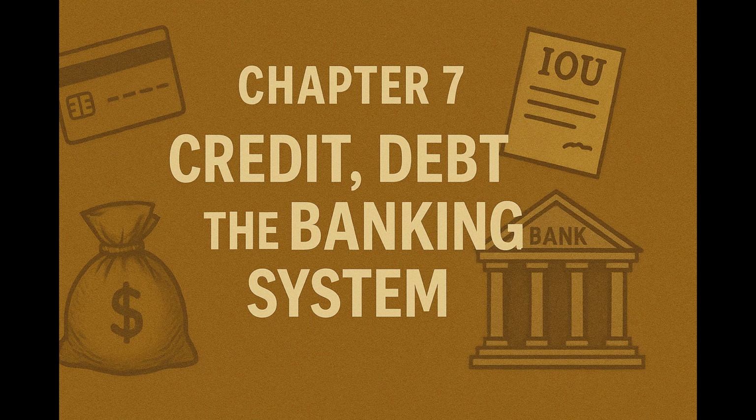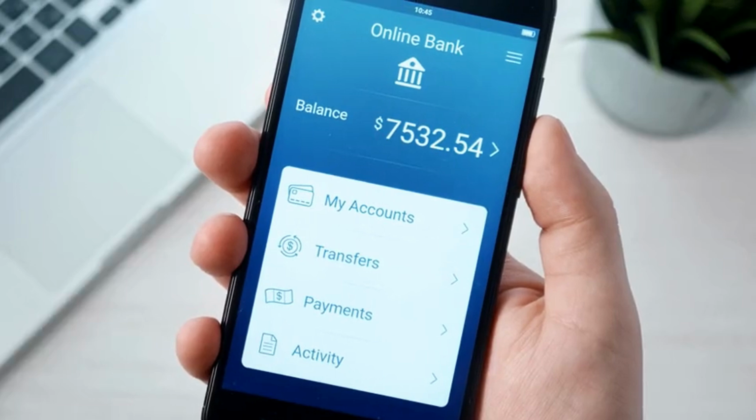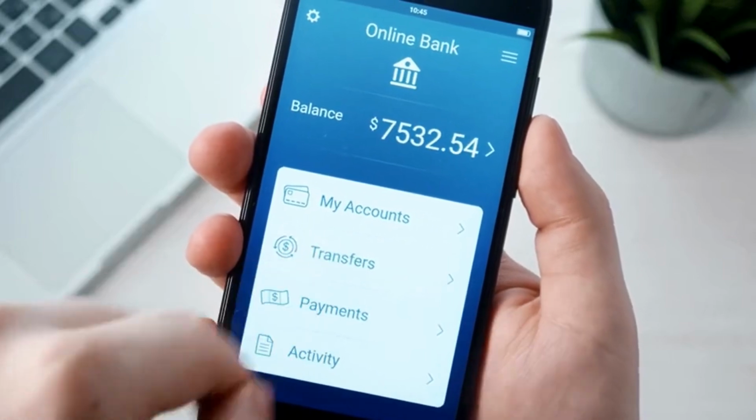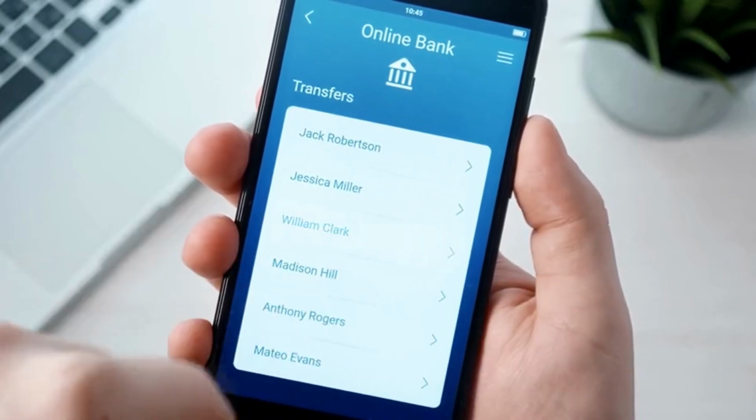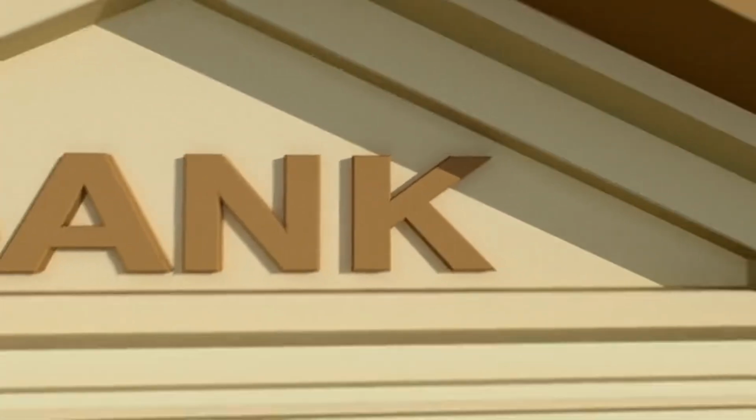Chapter 7: Credit, Debt, and the Banking System. Most money today isn't cash, it's credit. When you take out a loan, swipe a credit card, make a bank transfer, you're creating digital money. Banks use a system called fractional reserve banking, where they only keep a portion of deposits in reserve. The rest is loaned out, creating new money in the economy.